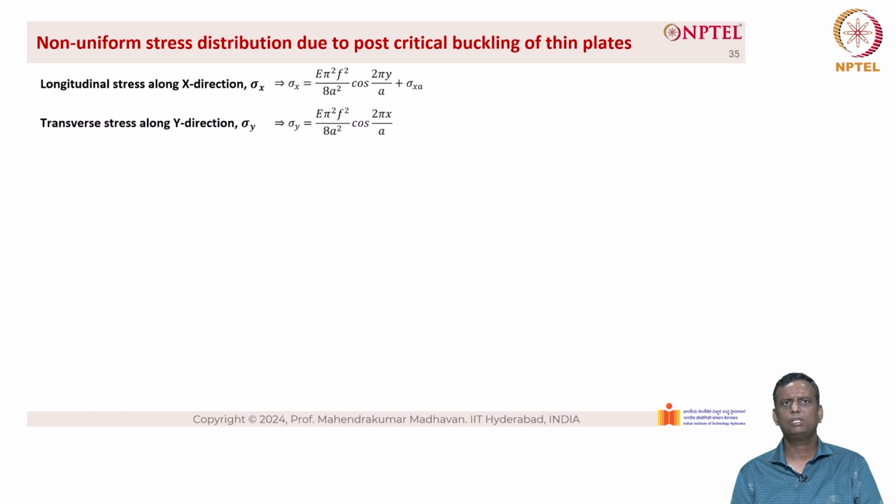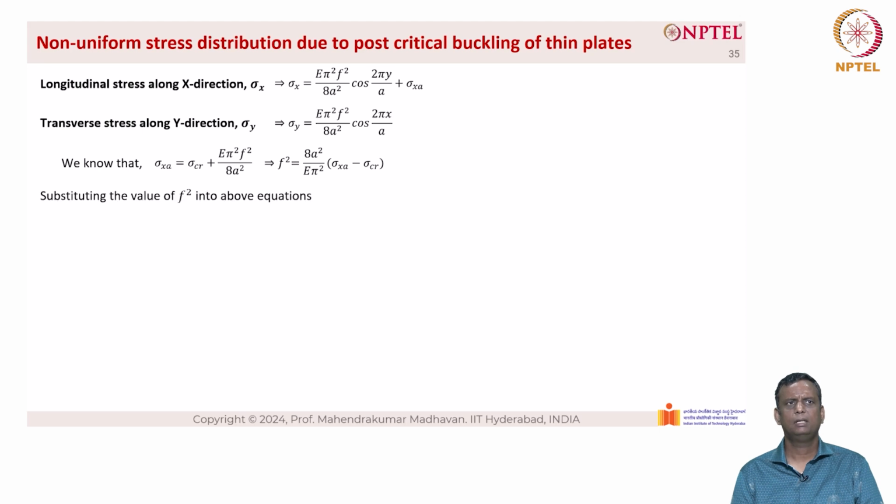Now we have the equation for sigma x and the equation for sigma y. Sigma x is the longitudinal stress along the x direction and sigma y is the transverse stress along the y direction. We also know that sigma xa equals sigma critical plus E into pi square into f square by 8a square. So we can derive f square equal to 8a square divided by E into pi square, into sigma xa minus sigma critical.